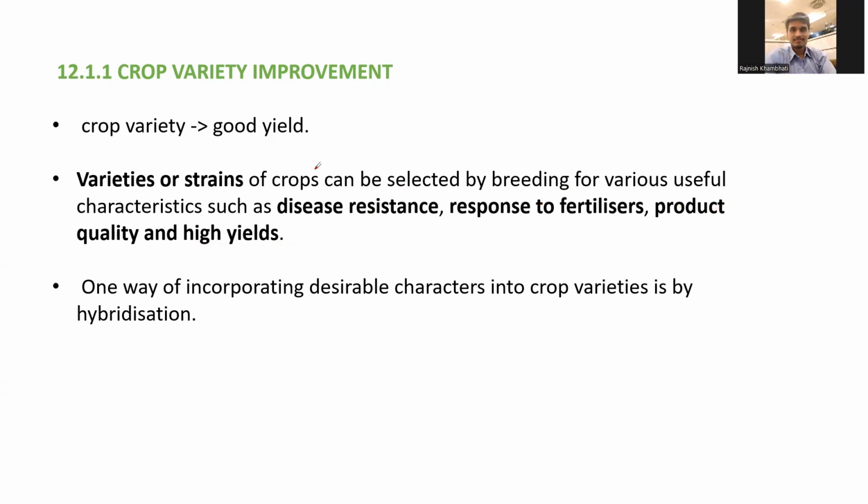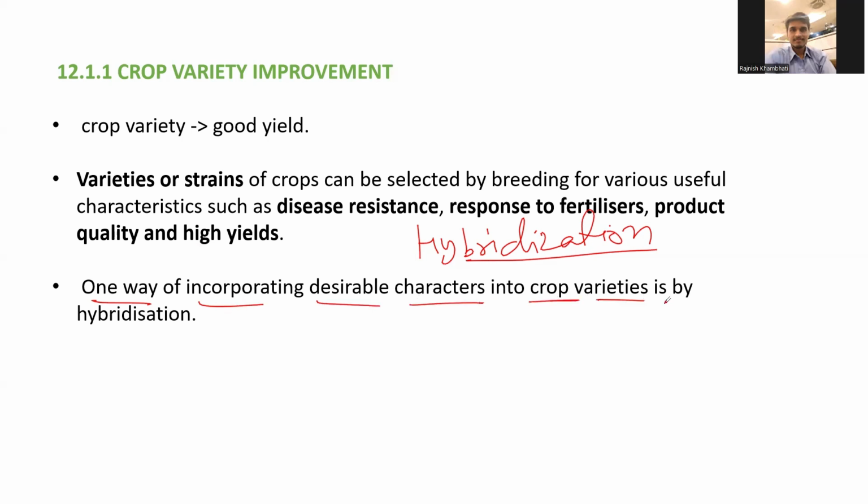So I will improve my crop to get these characters. Now the question is how to do that. And I told you that process is known as hybridization. You have to understand the meaning of hybridization. Here, one way of incorporating the desirable character into the crop variety is by hybridization. So it's a method we are using to give the desirable character to the crop.